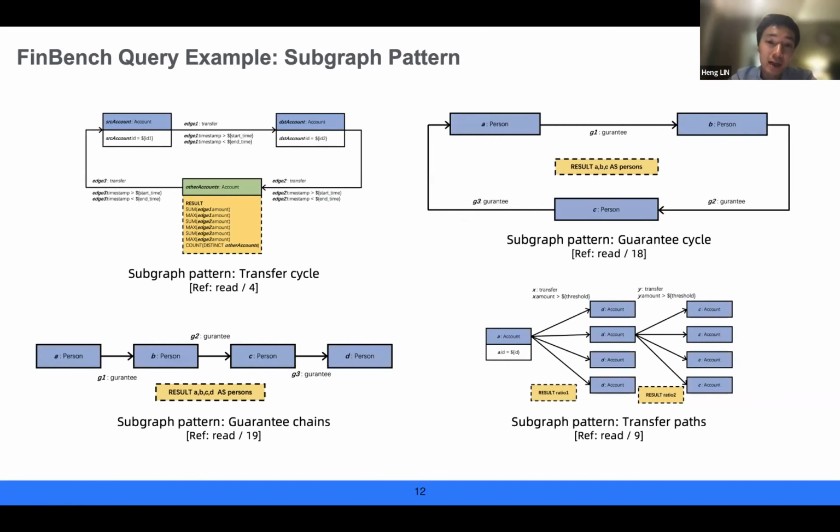Another is the subgraph pattern, like finding transfer circles or guarantee circles. Sometimes when a guarantee circle is found, it becomes a long tree, so it may also have some problems. In this one, it checks many transfer paths. If the transfer amount is larger than a threshold, it may have some risk.